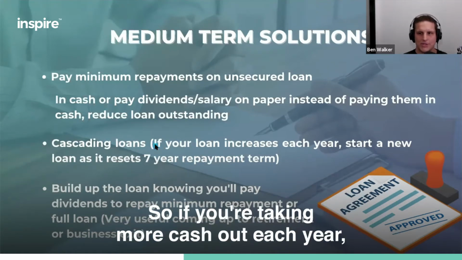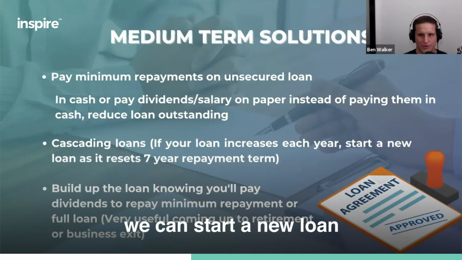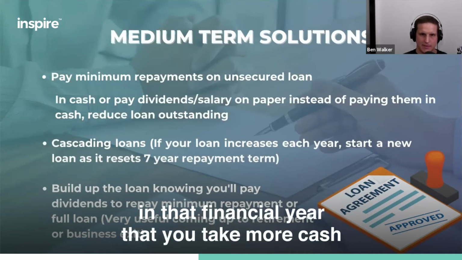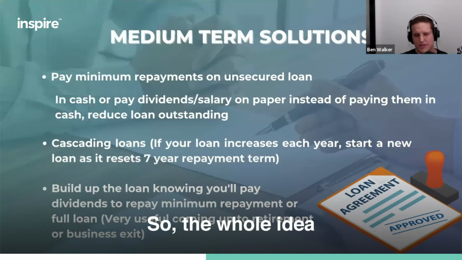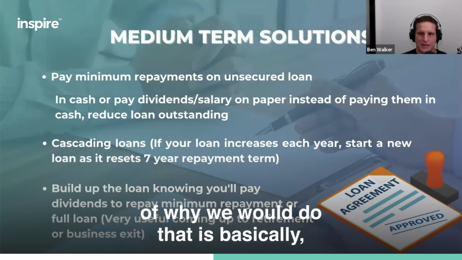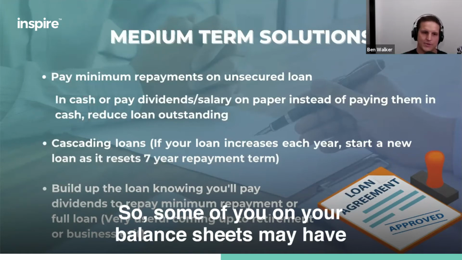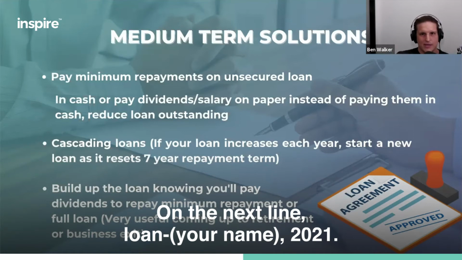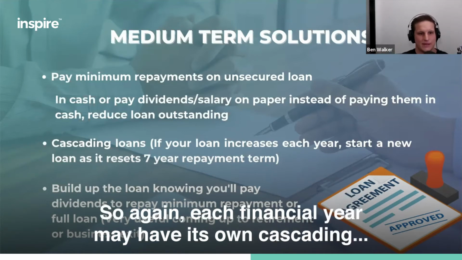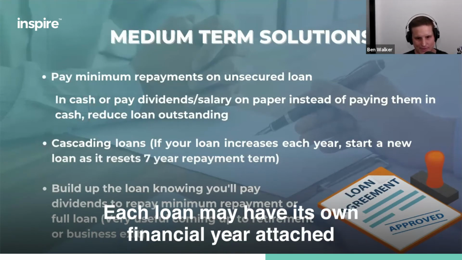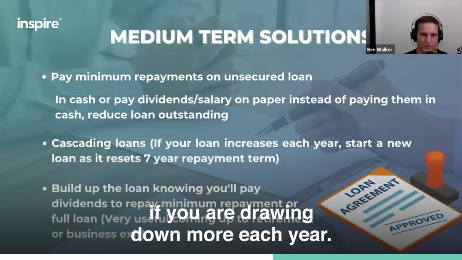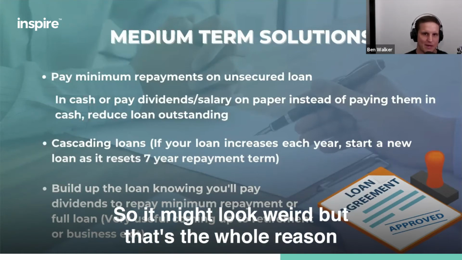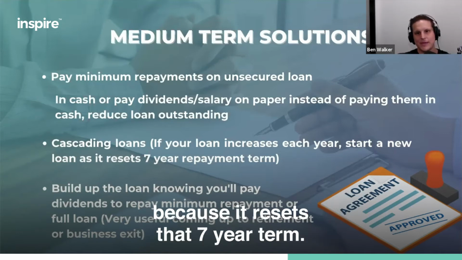So if you're taking more cash out each year, we can start a new loan in that financial year that you take more cash out of the company. So the whole idea of why we would do that is basically it resets your 7-year repayment term. So some of you on your balance sheets may have, loan dash your name 2020. On the next line, loan dash your name 2021. So again, each loan may have its own financial year attached if you are drawing down more each year. So it might look weird, but that's the whole reason, because it resets that 7-year term.